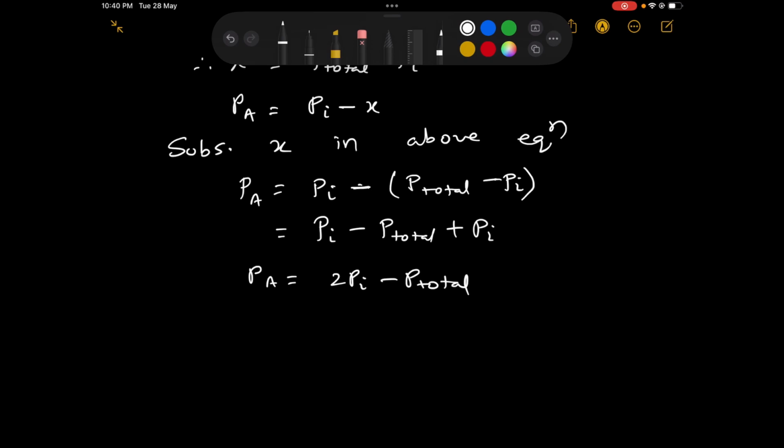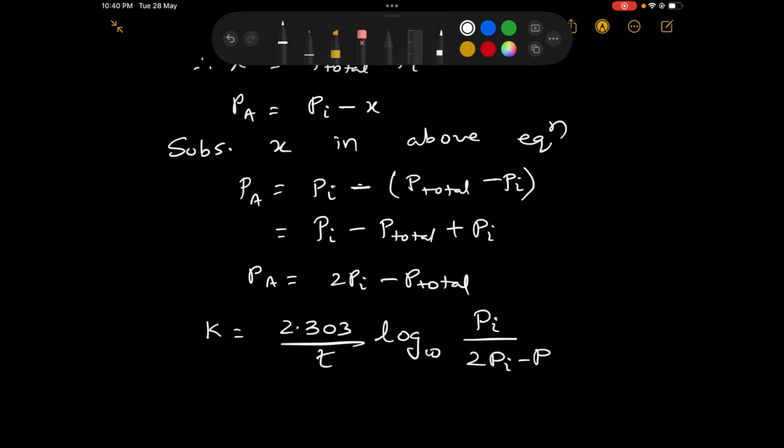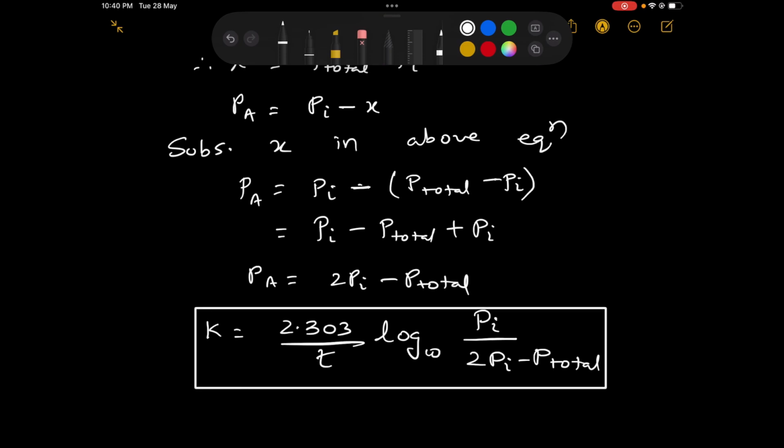So the rate constant K will be given as 2.303 upon t log to the base 10 initial concentration. Instead of that, we'll be writing initial pressure Pi, and concentration of A at t, in that place we'll be writing Pa, which is nothing but 2Pi minus P total. So this is the expression for rate constant K for a gas phase reaction.